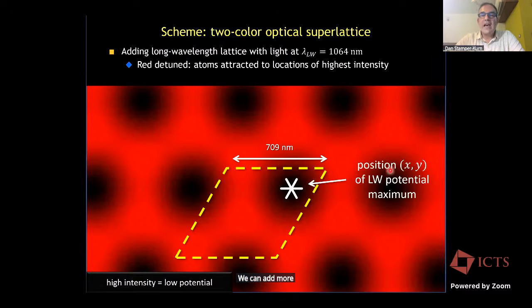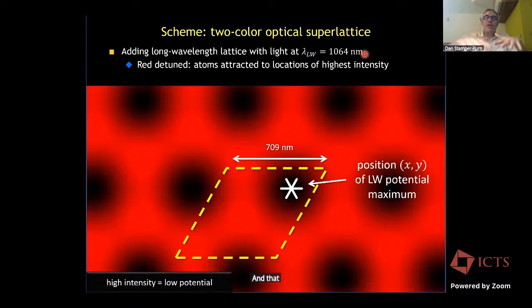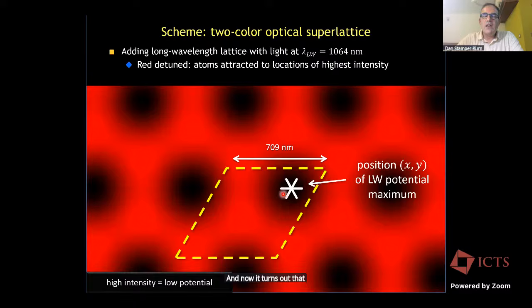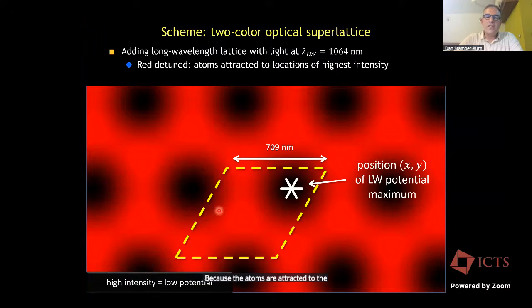We can add more light. So for example, if we add the red detuned light, so we add light at 1064 nanometer wavelength, and that is below the resonance frequency of the atoms we're working with. So again, there's this intensity pattern. It's twice as big as before because the wavelengths just doubled. And now it turns out that the spot of zero intensity is actually relatively a high energy point because the atoms are attracted to the really bright spots in this pattern.